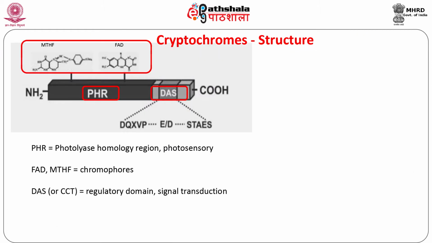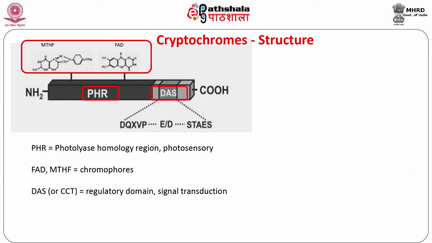The second type of photoreceptors, namely cryptochromes, are blue light receptors. Cryptochromes are present in plants, animals, and fungi. These proteins show structural similarity to a DNA repair enzyme called photolyase, but cryptochromes lack any DNA repair activity. There are 2 types of cryptochromes present in plants, namely Cry1 and Cry2, both of which are seen to be present in the nucleus.